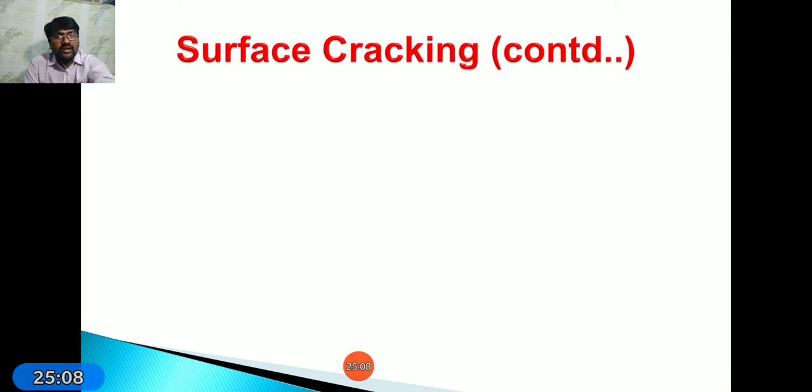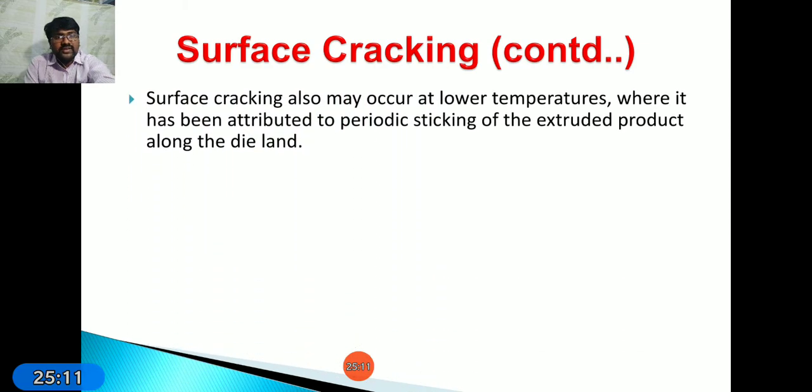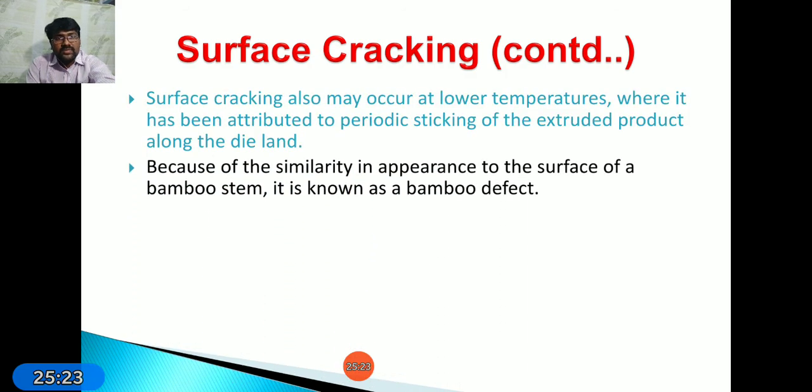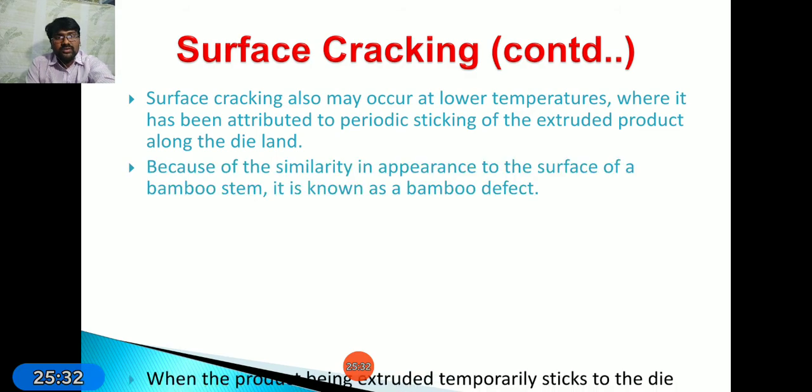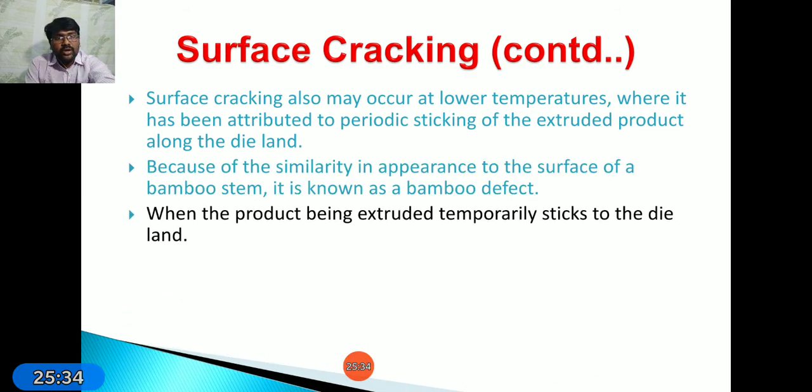We can avoid it. Next, surface cracking also may occur at lower temperature, where it has been attributed to periodic sticking of the extrusion part along with the die. Due to this, the surface cracking will occur. Next, because of the similarity in appearance to the surface of a bamboo stem, it is known as the bamboo defect. Next, this happens when a product being extruded temporarily sticks to the die line.